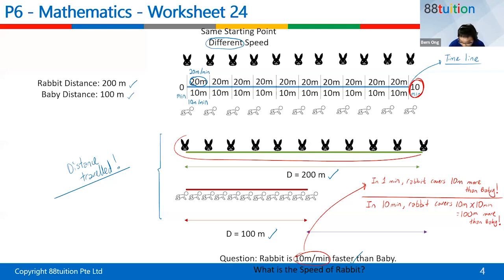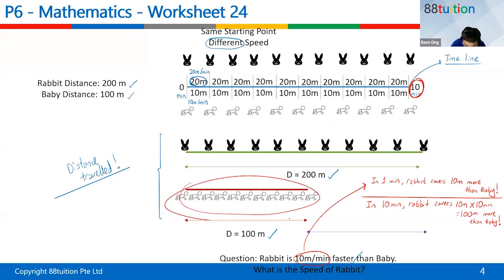The rabbit took 10 minutes to reach the destination. The baby took 10 minutes to reach this destination. Can you see? And as a result, the rabbit covers 100 meters more. Down here is the 100 meters more. Do you understand? And everything makes up. Everything balances up. 100 plus 100 is 200. You see, everything balances up.